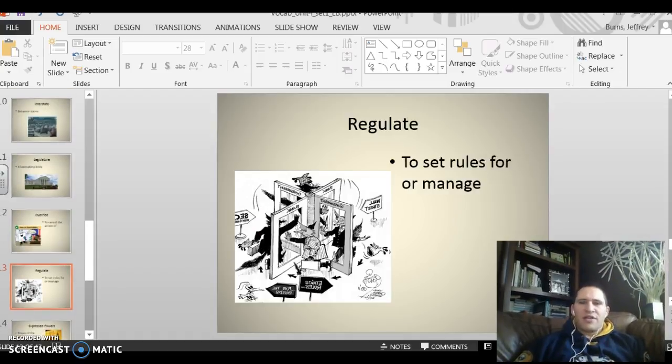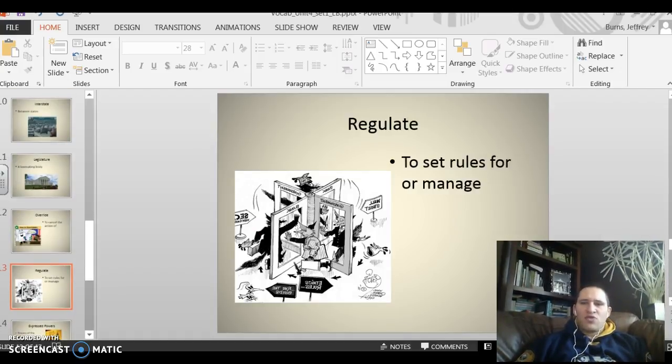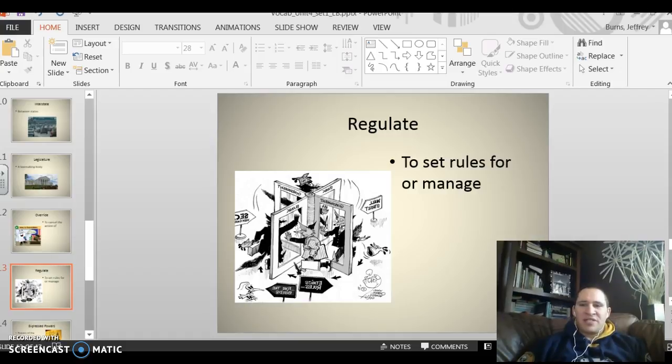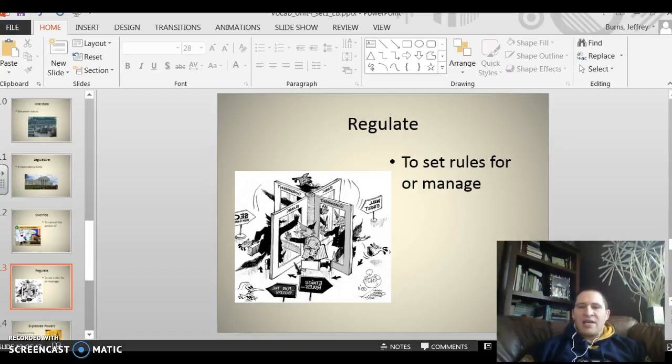All right, to regulate is to set rules for or manage. And one of the things that Congress does is they do a lot of regulating in business and making sure that business is performing in a certain way so that they are not overstepping their bounds. They have certain rules and regulations that they must follow.